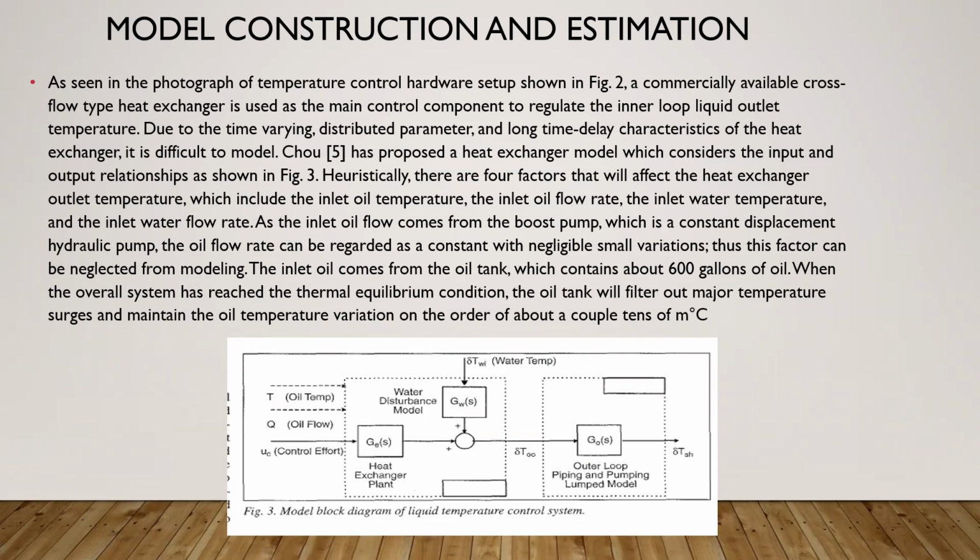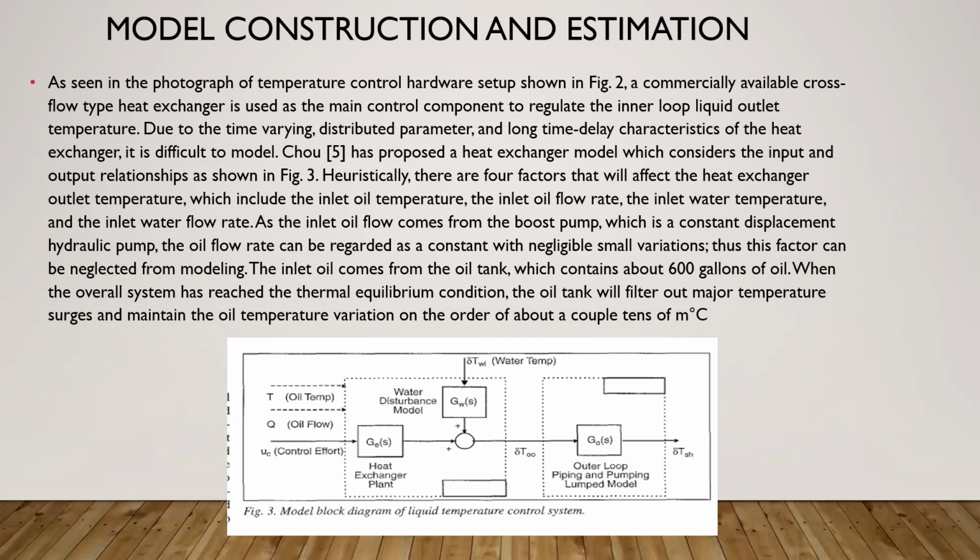As proposed, the heat exchanger model considers the input and output relations. Characteristically, there are four factors that will affect the heat exchanger outlet temperature, which include the inlet oil temperature, the inlet oil flow rate, the inlet water temperature, and the inlet water flow rate. As the inlet oil flow comes from the boost pump, which is a constant displacement hydraulic pump, the oil flow rate can be regarded as a constant with negligibly small variations, so this factor can be neglected from modeling.